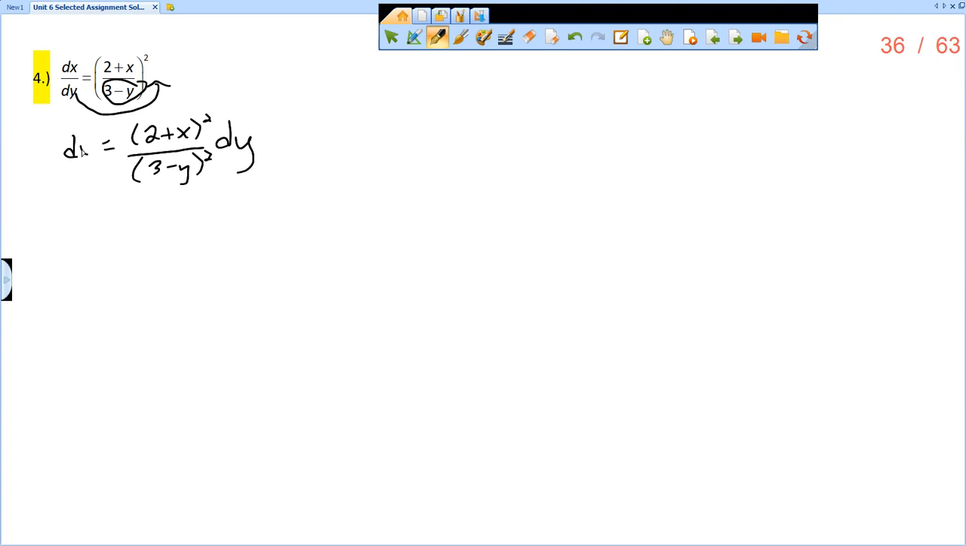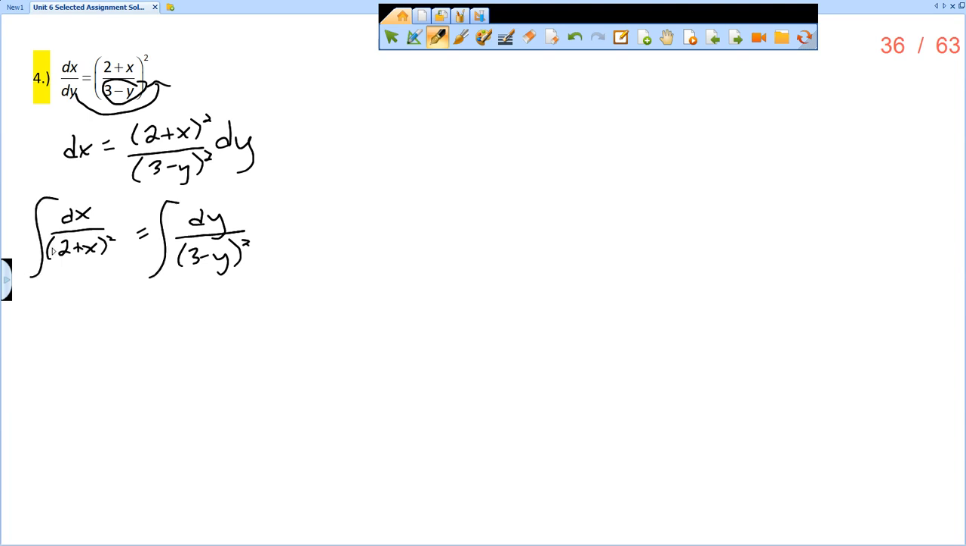dx is still on the left side. So now I need to bring the stuff with x to the left side. So I'm going to divide by the (2 plus x) squared. So I have dx over the quantity (2 plus x) squared equals dy over the quantity (3 minus y) squared. That's the first step that most of the time people make a mistake on. Now I've separated the differentials, so now I'm ready to integrate.